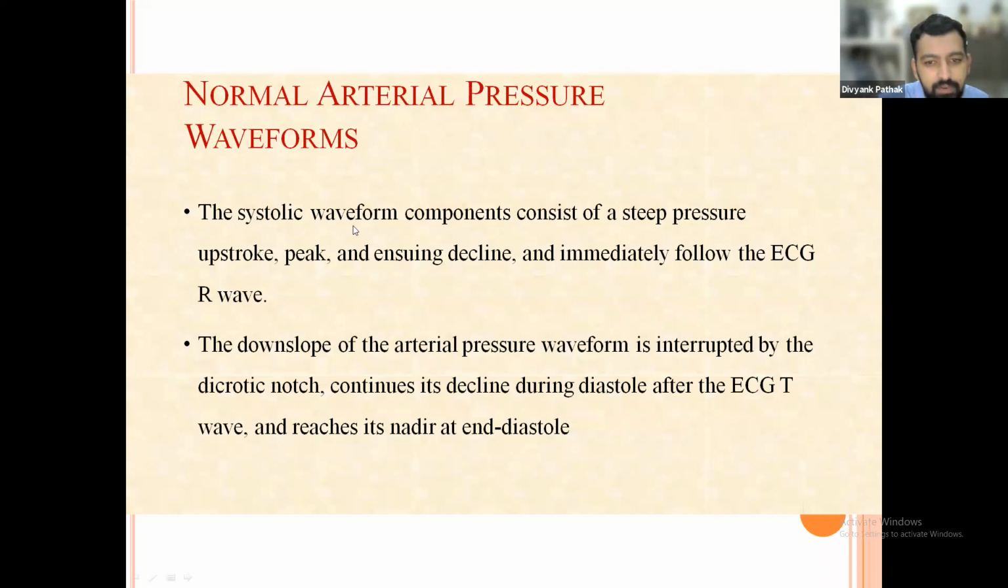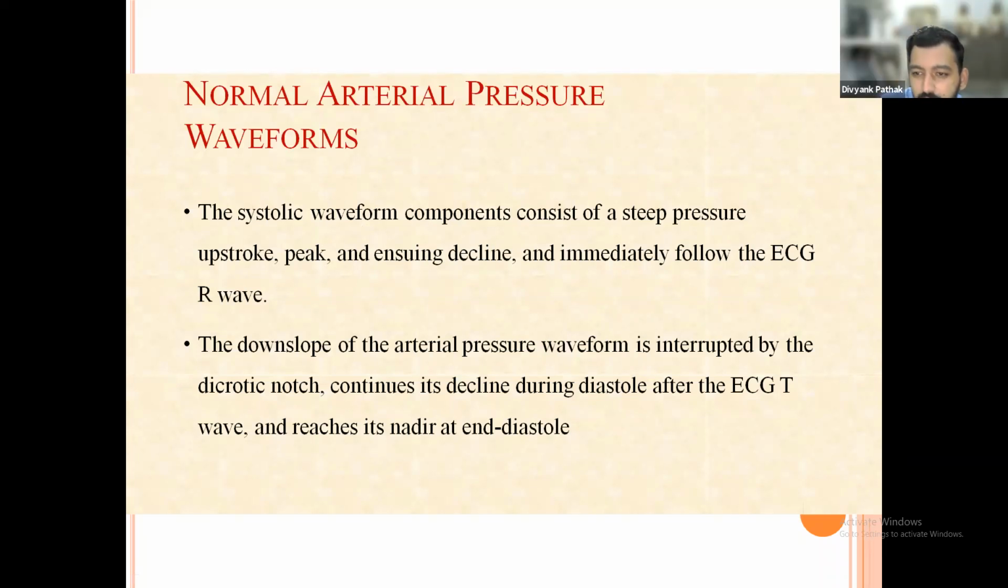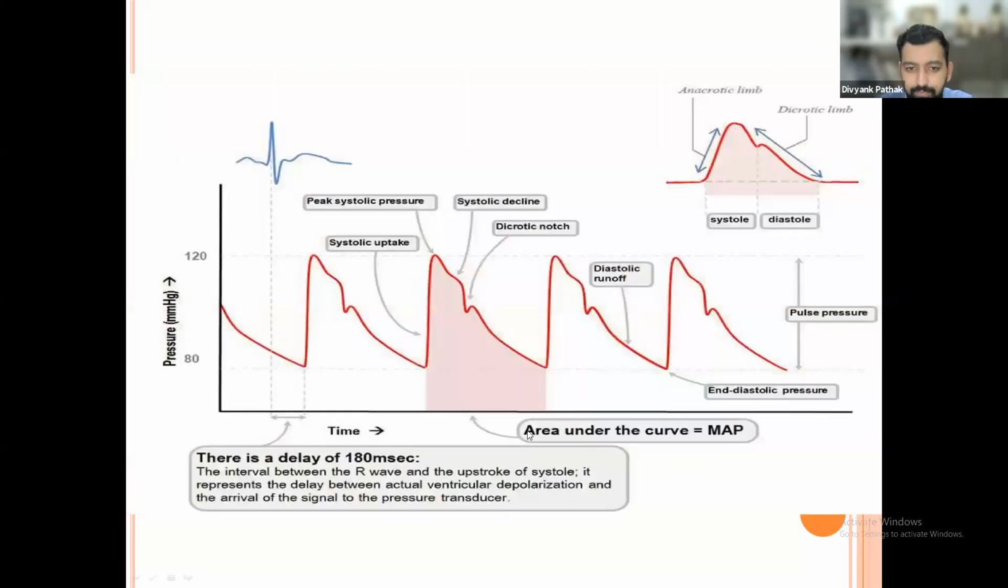The systolic waveform component consists of a steep pressure upslope, a peak, and then a decline, and it immediately follows the ECG R wave. The downslope of the arterial pressure waveform is interrupted by the dicrotic notch, continues, and declines during diastole after the ECG T wave and reaches its nadir at end diastole.